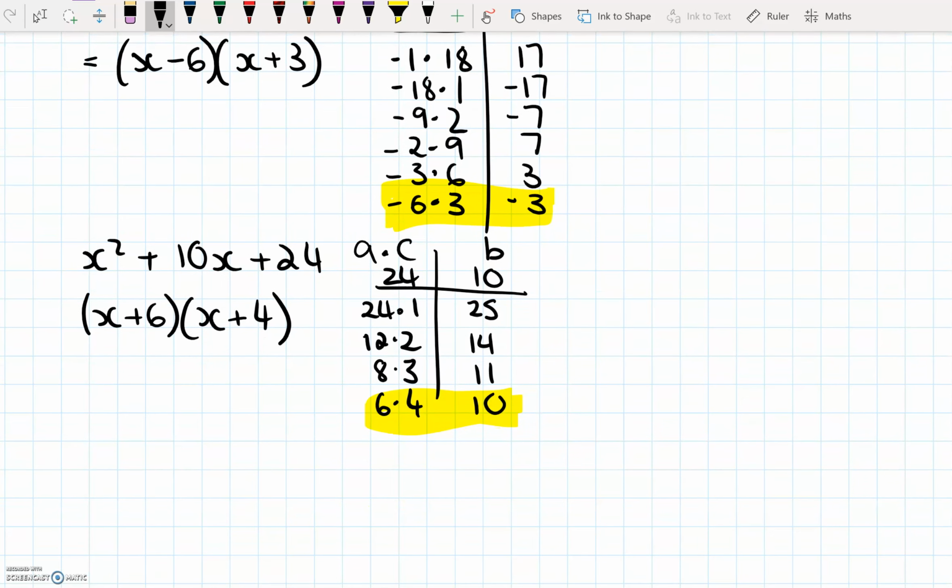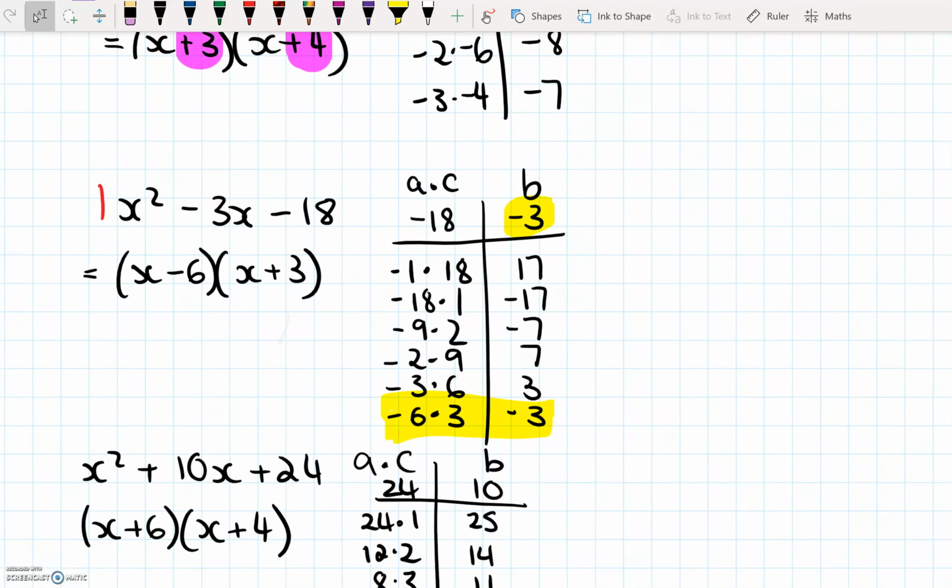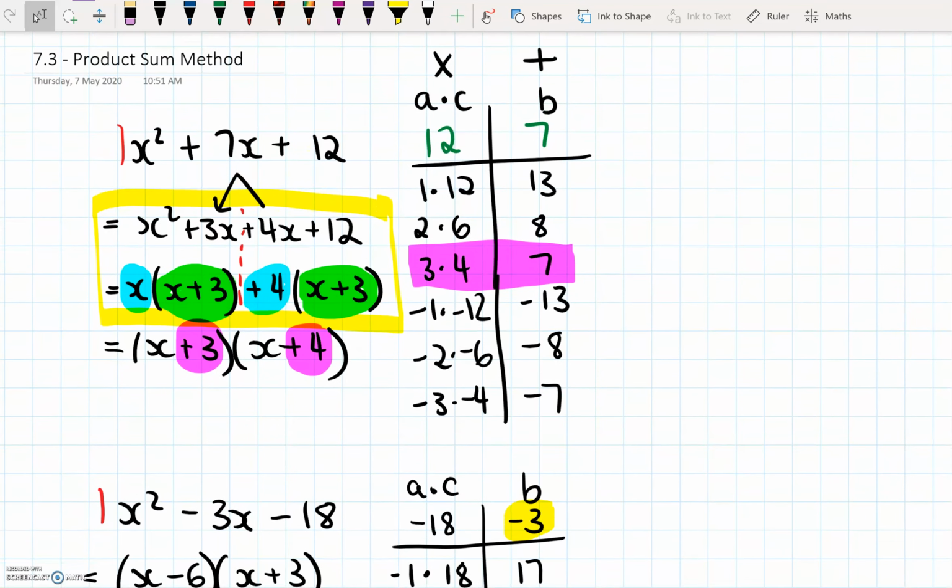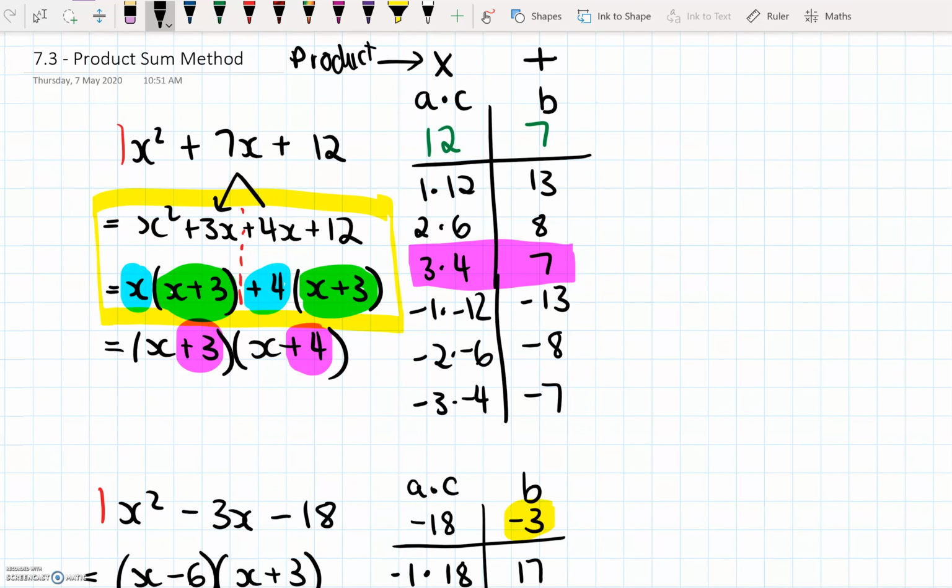So this is what we call the product sum method. Okay, and the reason we call it that is because this was a product. Product means multiply, and this is a sum because sum means plus. So this is called the product sum method. Now, most of the time you won't see people mentioning A. Most methods only mention that you need to look for products of C.